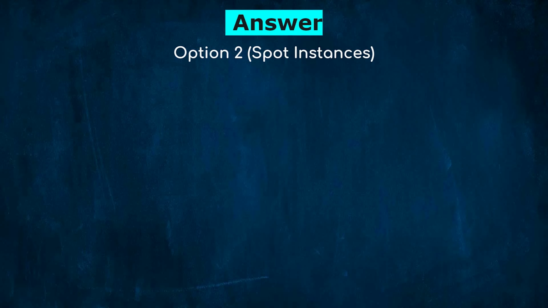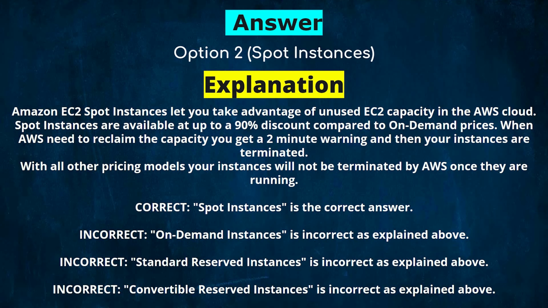Spot instances. Explanation. Amazon EC2 spot instances let you take advantage of unused EC2 capacity in the AWS cloud. Spot instances are available at up to a 90% discount compared to on-demand prices. When AWS needs to reclaim the capacity, you get a 2-minute warning and then your instances are terminated. With all other pricing models, your instances will not be terminated by AWS once they are running. Spot instances is the correct answer. On-demand instances is incorrect. Standard reserved instances is incorrect. Convertible reserved instances is incorrect.